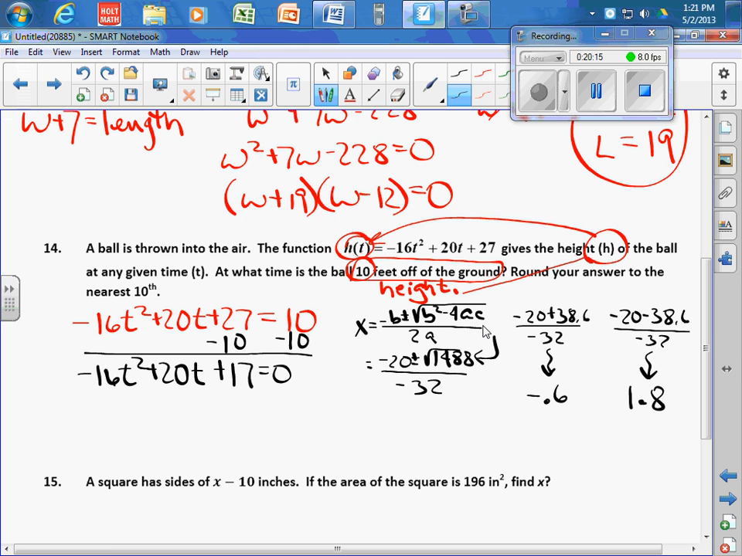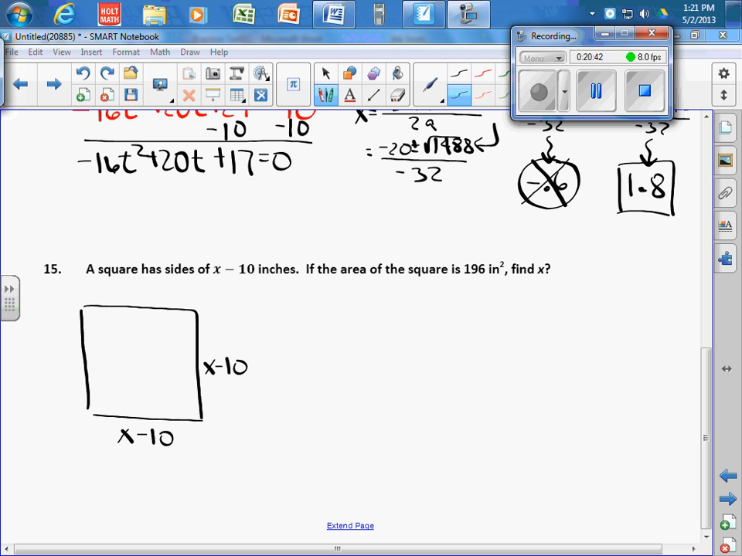So we're going to round that off to the nearest tenth. Since we're talking about time, we'll round that one off to the nearest tenth. We're either going to have negative 20 plus 38.6 divided by negative 32. When you do that, you get negative 0.6 seconds. That would mean we're going back in time. I don't think we're going to do that. And then negative 20 minus 38.6 over negative 32 is 1.8. Here is your correct answer.